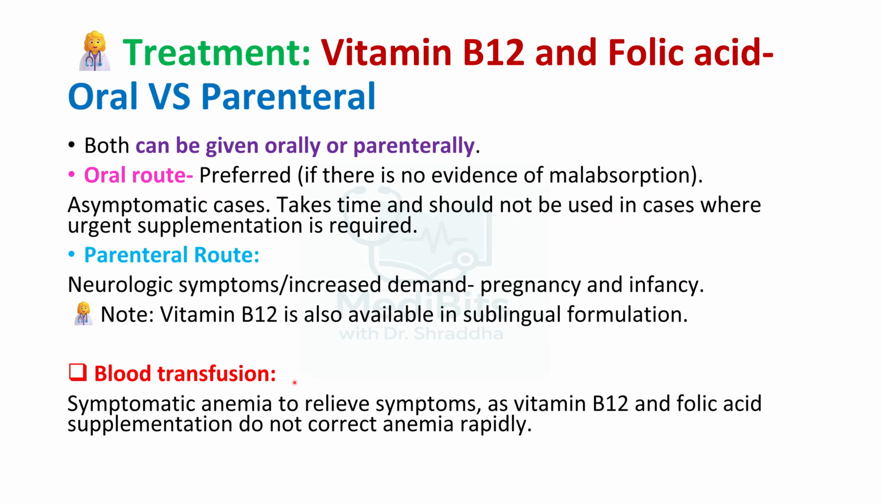Now what about blood transfusion? If the patient has symptomatic anemia, you might need to give a blood transfusion to relieve symptoms. This is because vitamin B12 and folic acid supplements won't correct anemia rapidly. They take time. So to summarize, oral route: use when stable, no absorption issues. Parenteral route: go for it if symptoms are severe or there is a high demand. And transfusion is needed only in symptomatic anemia when immediate relief is necessary.